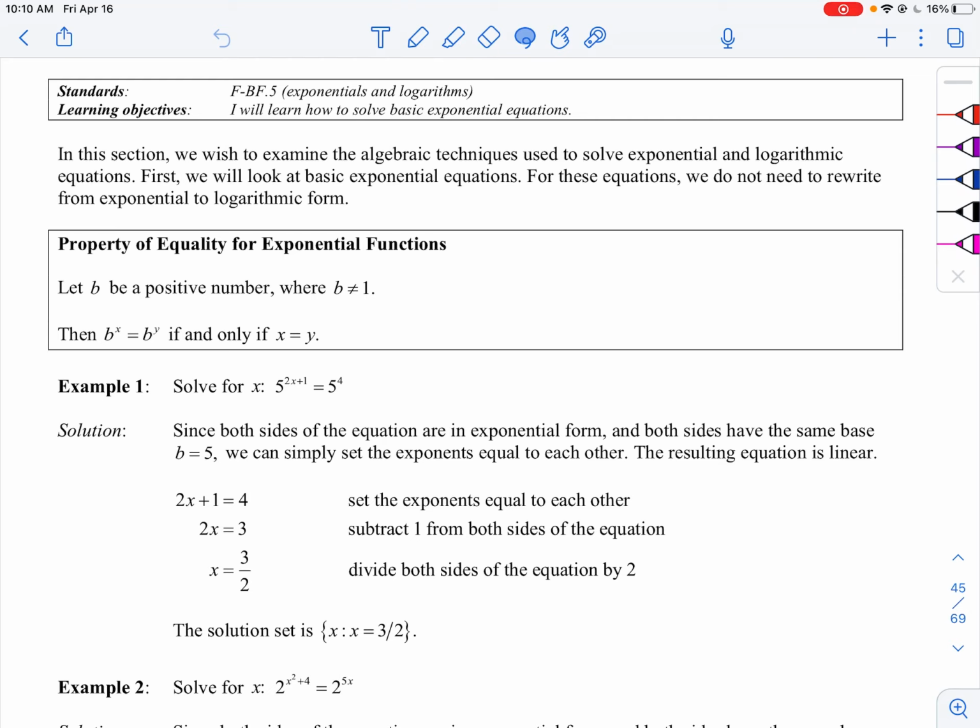Let b be a positive number where b is not equal to 1. Then b to the power of x equals b to the power of y if and only if x is equal to y. So I would like to highlight that we have here the base of the two equations, right? The one on the left and the one on the right are the same exact thing. And so when they are the same, we can just equate the exponents, which is x equals y. So how do you do that?